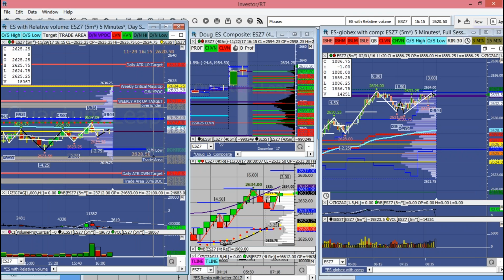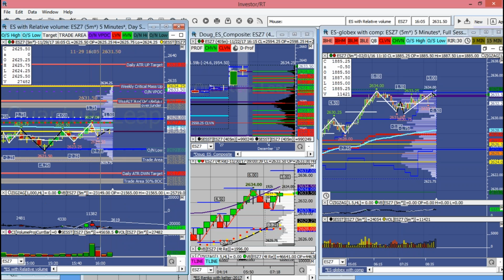Our overnight low down at the 21.75 puts our daily upside ATR target at 26.3850. Our weekly critical mass is one I'm going to be watching today. We've got two sessions left, so 2 times 1664 is 33.28. And that puts off of our week open of 26.01, our weekly critical mass up at 34 and a quarter, the all-time high.